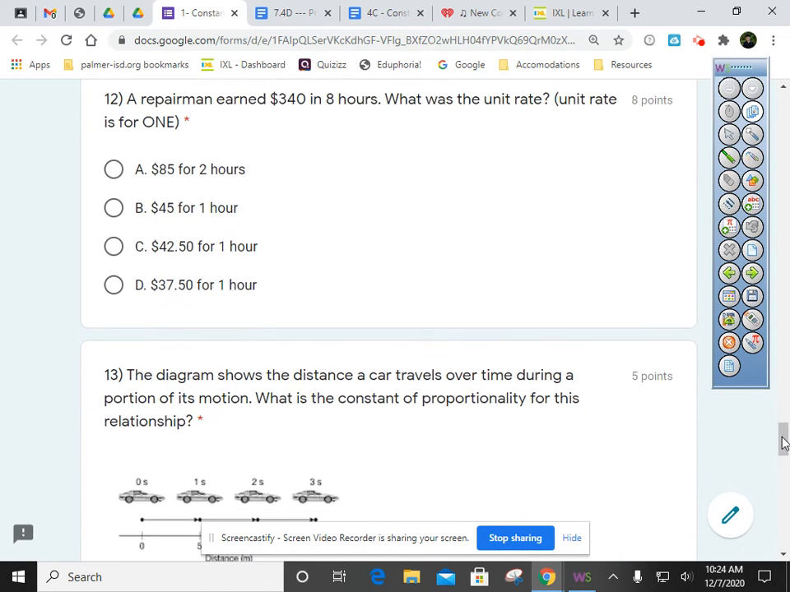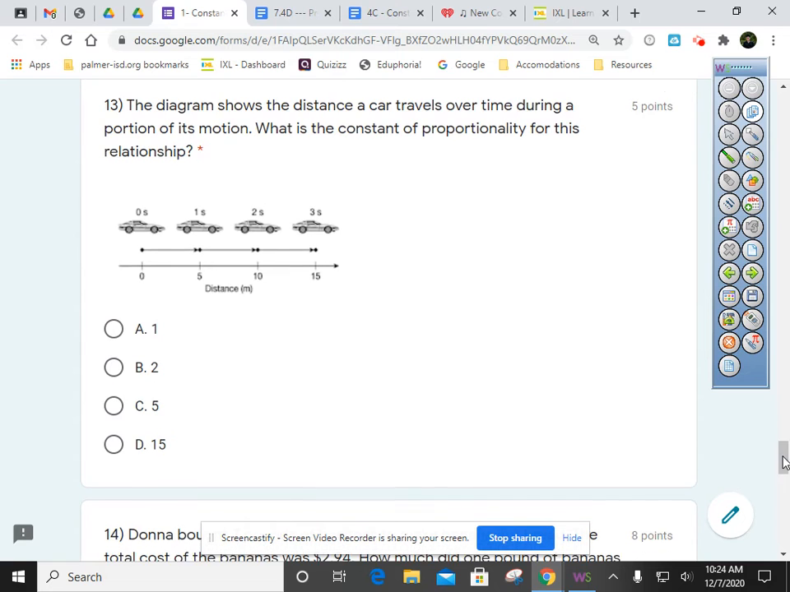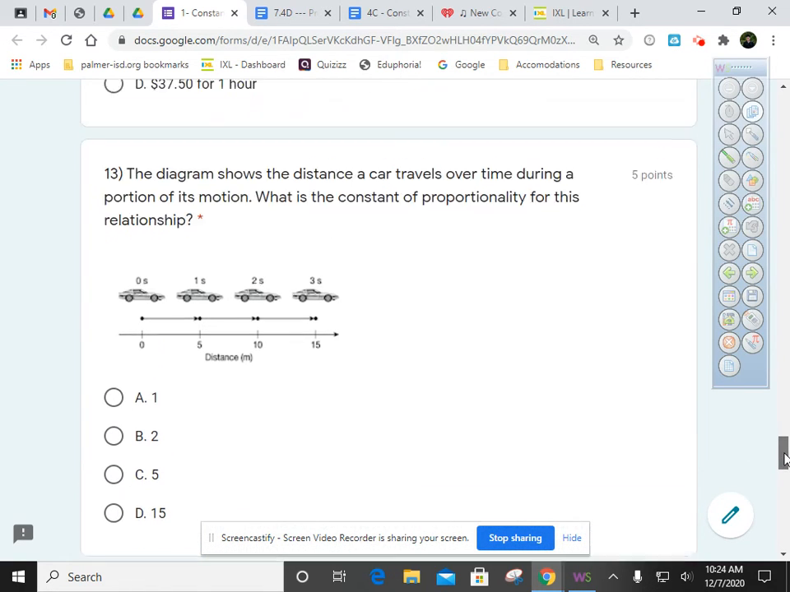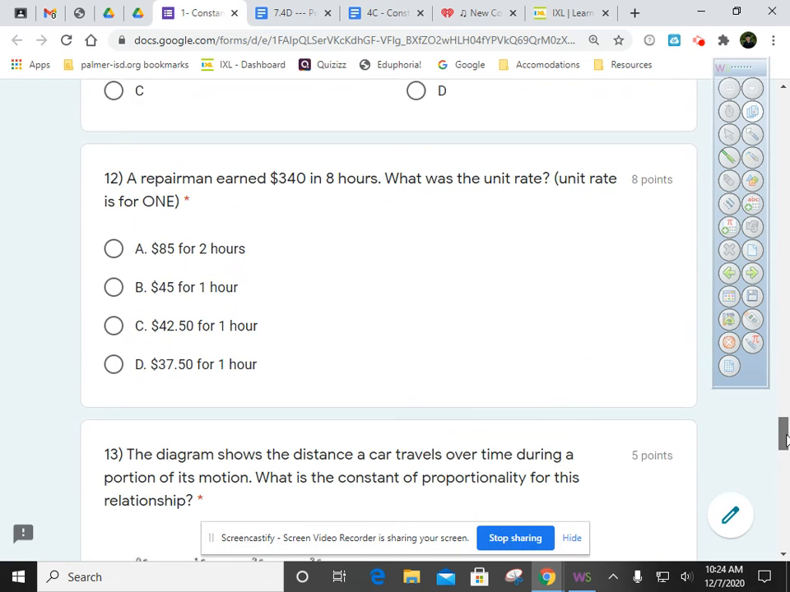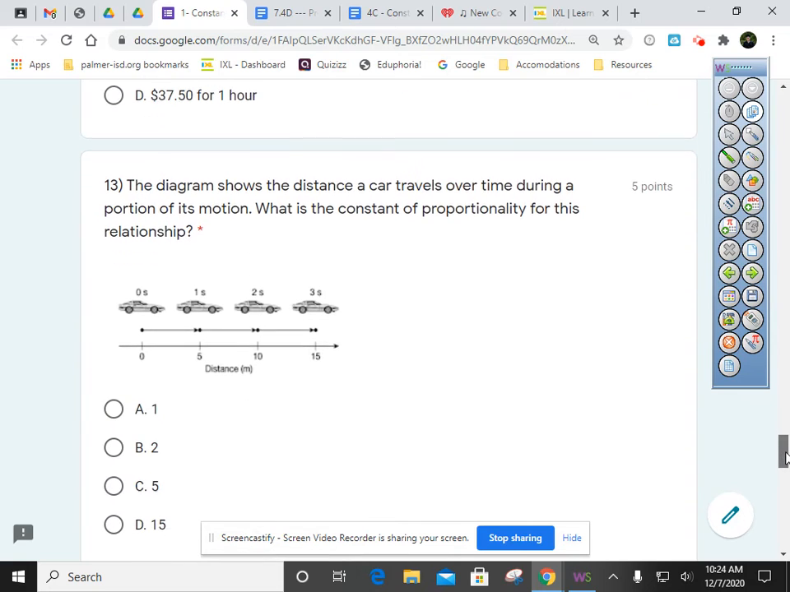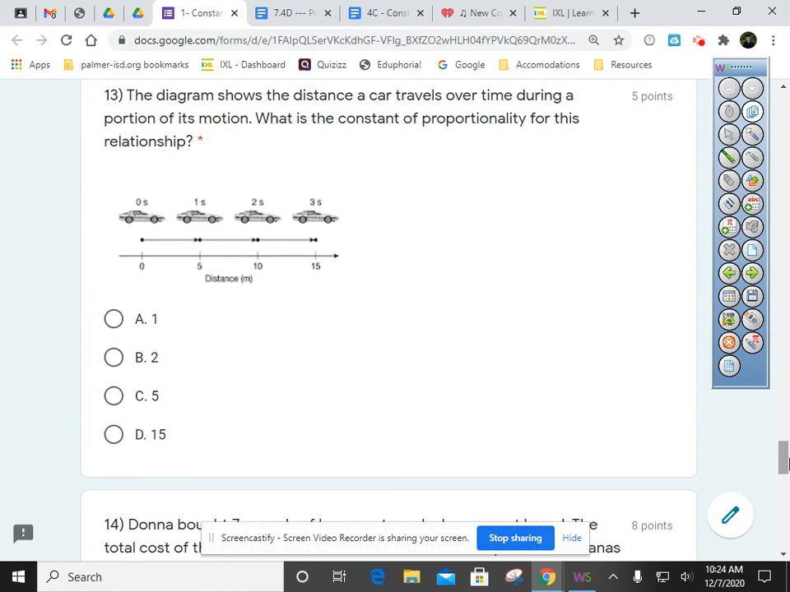Okay, number 13. The diagram shows the distance a car travels over time during, did I skip one? Yes, I did. I skipped number 12. A repairman earned $340 in 8 hours. What was the unit rate? Unit rate is for 1. It is for 1 hour. If he earned $340 in 8 hours, what did he earn in 1 hour? Write a proportion.